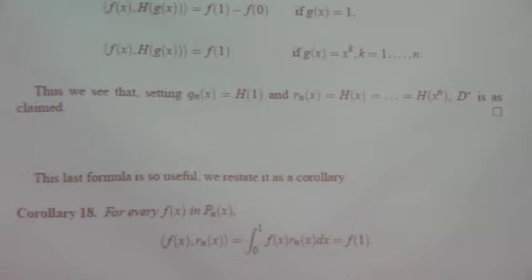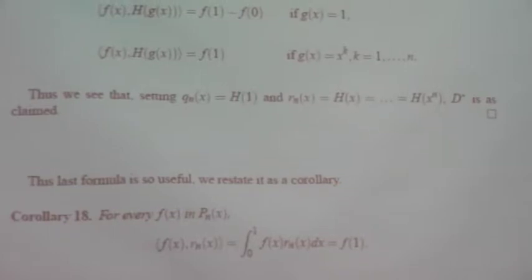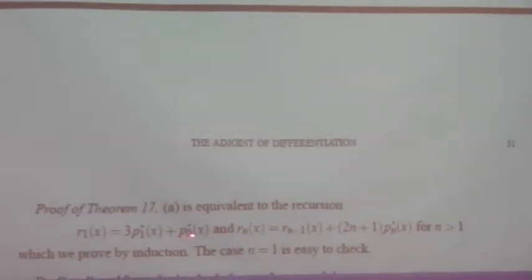Okay, so now we know we only have a single polynomial R sub n of x to figure out, and now the question is, how are we going to figure it out? We're going to express it in terms of the Legendre polynomials. The theorem that I gave you before is simply a recursive expression. It says that R1 is 3p1 star plus p0 star, and then Rn is Rn minus 1 plus the next term, which is 2n plus 1 pn.